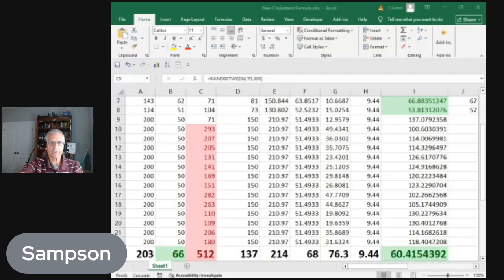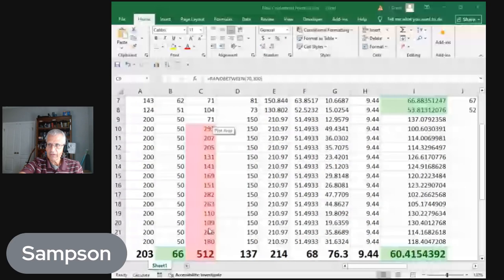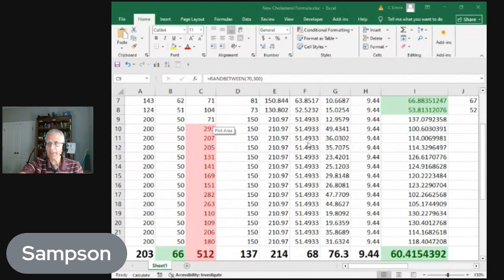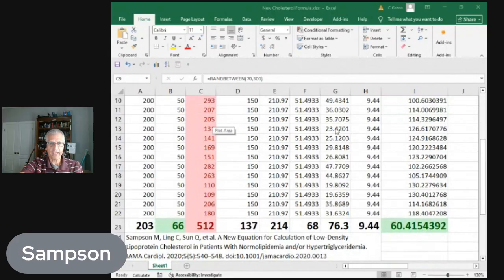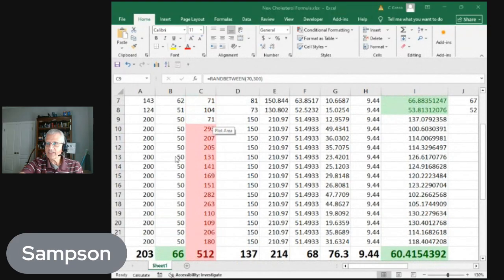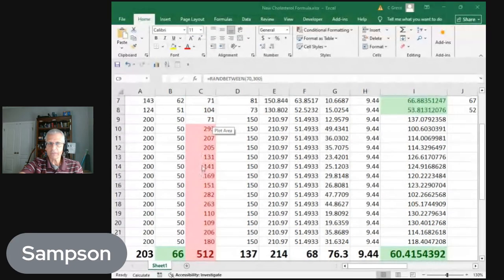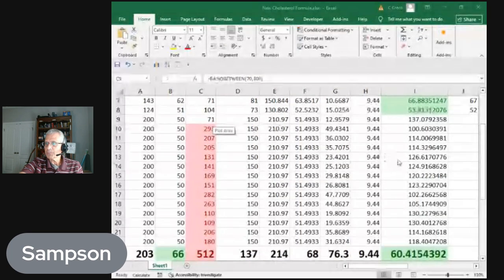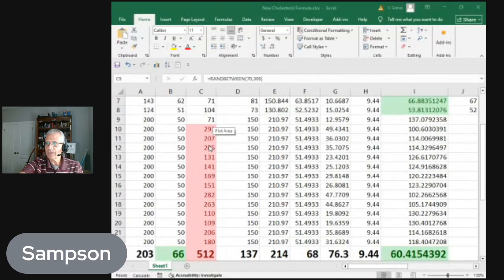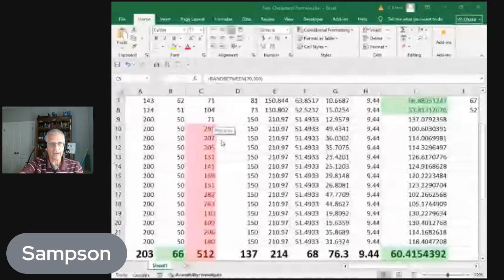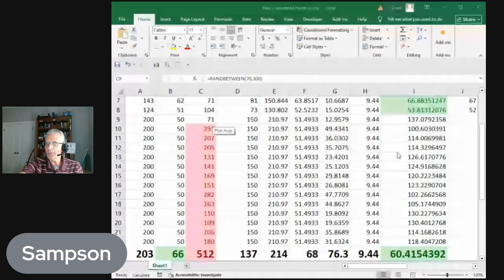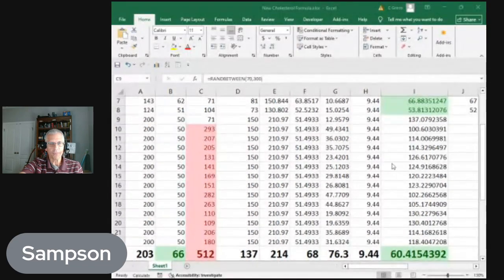So what happened was, you can see here, right, is the area that we're talking about. If you have a triglyceride of like 131, your LDL is pretty doggone high. It's 126, right? But if you take a look at this one, this is an elevated 205. This is above 131, but yet your LDL is 114.